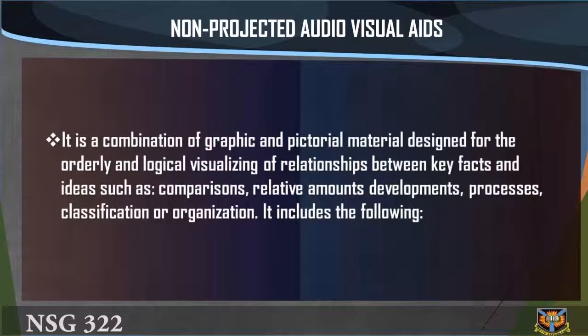Non-projected audiovisual aids. It is a combination of graphic and pictorial material designed for the orderly and logical visualization of relationships between key facts and ideas such as comparison, relative amount, development, processes, classification of organization. It includes the following.